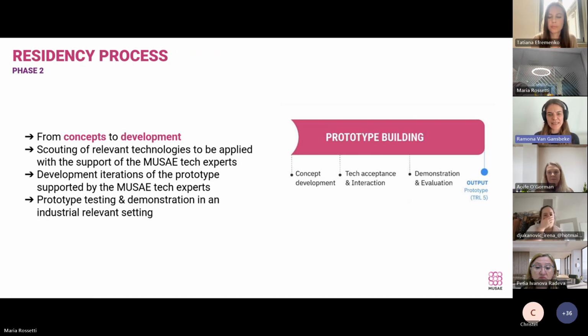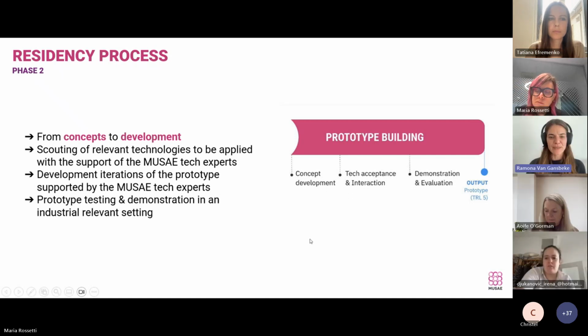And this will be really an opportunity where you will intensify your collaboration with the different technical partners involved in the project to really scout which technologies to apply and test for your prototype. So this phase aims to result in a demonstration moment in a real environment. And what we really would like to get out of these 11 months together is a prototype TRL5, that could be presented and that will be tested in a real environment.